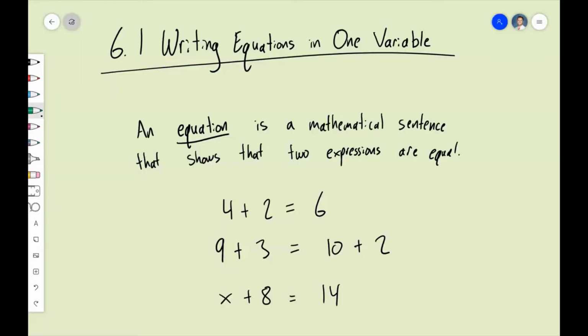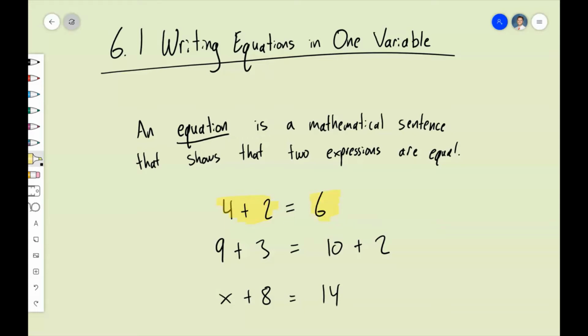Hey everyone, in this video we are looking at writing one variable equations. So a quick reminder that an equation is a mathematical sentence that shows that two expressions are equal, right? I've talked about this before, where we really want to make sure we understand that this equal sign is not an indicator of the answer. It's really just telling us that everything on one side of the equation is equivalent to, or has the same value as, everything on the other side of the equation.